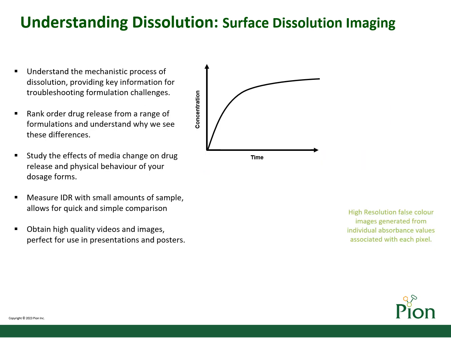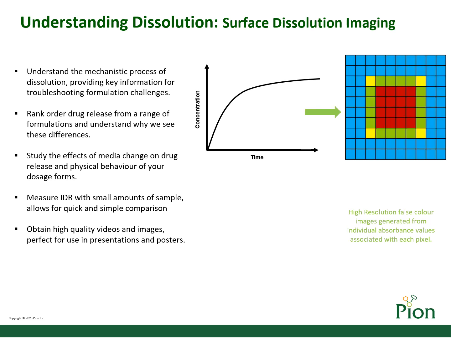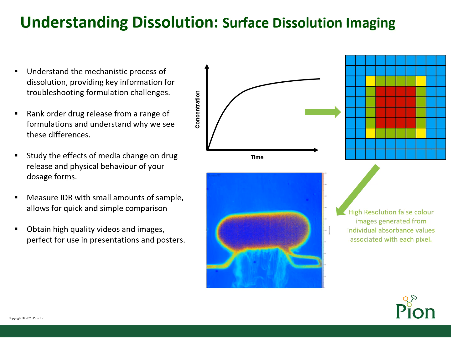Basically, the absorbance values determined for each pixel are assigned a color, and this color is based on their intensity to build up a color image of the flow cell and the dissolution which is taking place. The dual wavelength analysis allows for both the generation of the concentration versus time dissolution profiles, as well as quantitation of the physical changes to the tablet, such as swelling or disintegration.